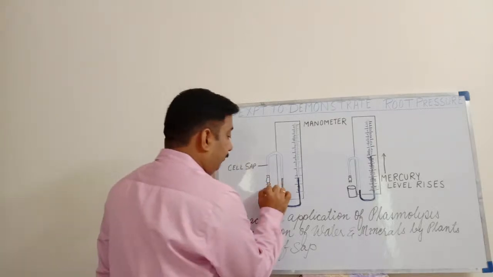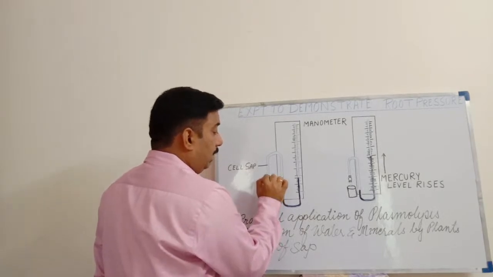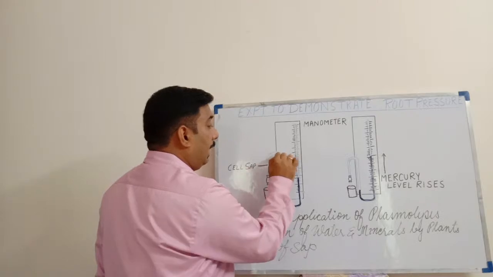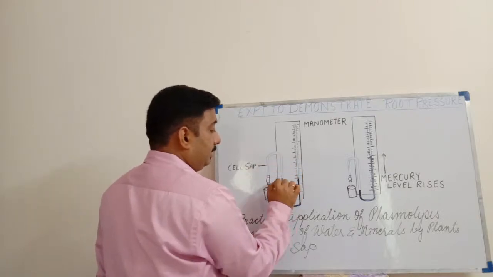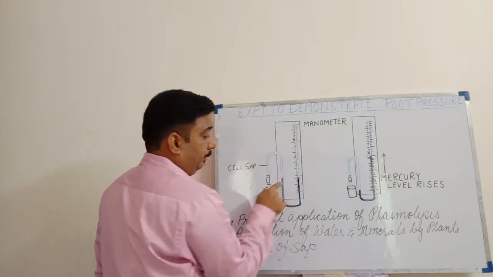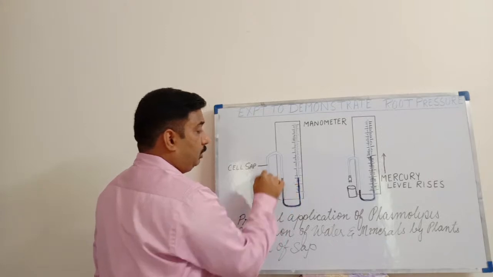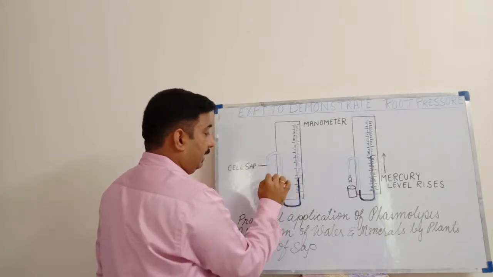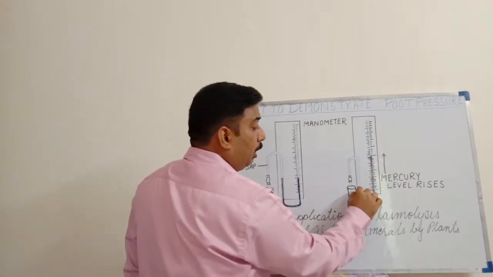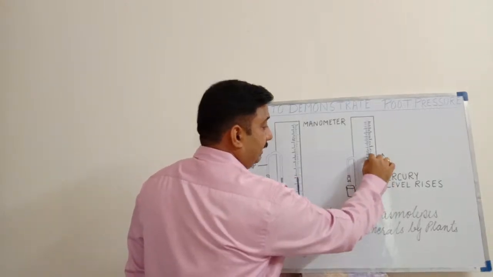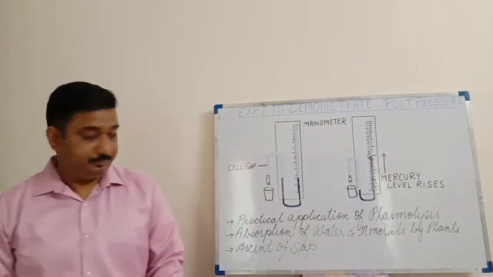From the cut end, water will start to ooze out. As it oozes out, it will start to move inside the glass tubing. It will fill the glass tubing, and you can see here the mercury level is similar on both arms. But what will happen due to the pressure generated by the oozing liquid? The mercury will be pushed, and you will find a rise in the mercury level in the manometer.